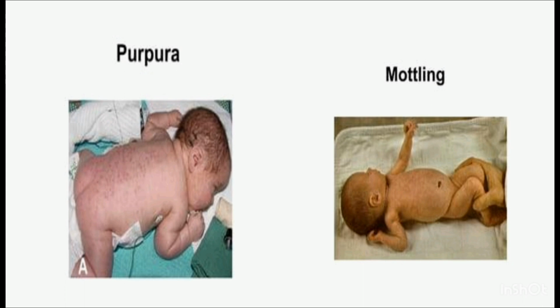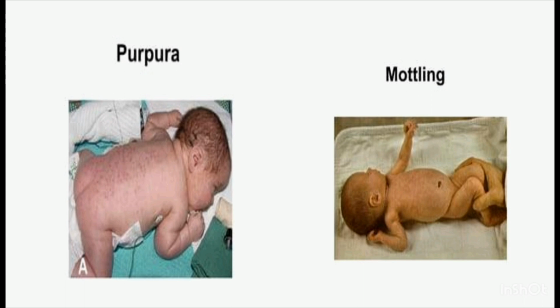In the picture, you can see purpura in the baby, which is a hemorrhage into the skin due to abnormalities in platelets, coagulation factors, or blood vessels.